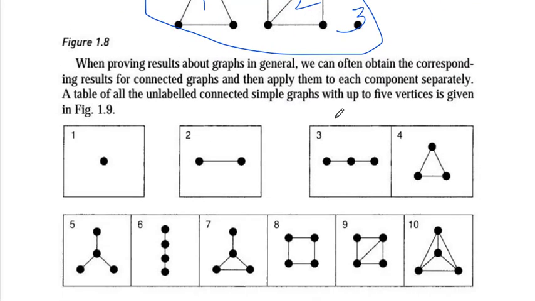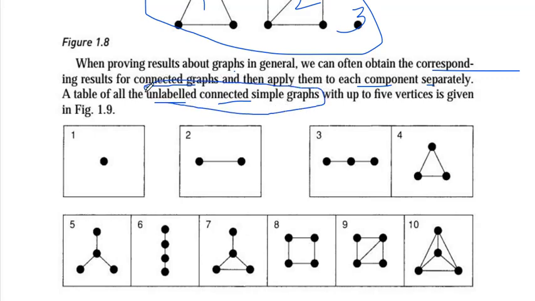Okay, now when proving results about graphs in general, we can often obtain the corresponding result for connected graphs and then apply them to each component separately. So what they are trying to say, well, let's start with an example, a table of all the unlabeled connected simple graphs.